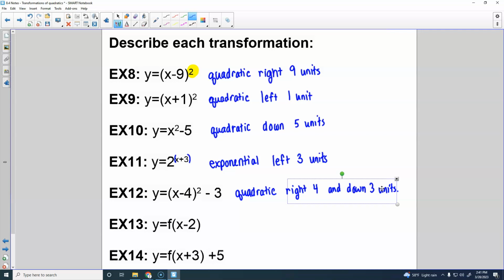13. Aiden, what type of equation is 13? We'll just call it f of x. We don't really know what it is, so we're just going to call it f of x is shifted right 2 units.